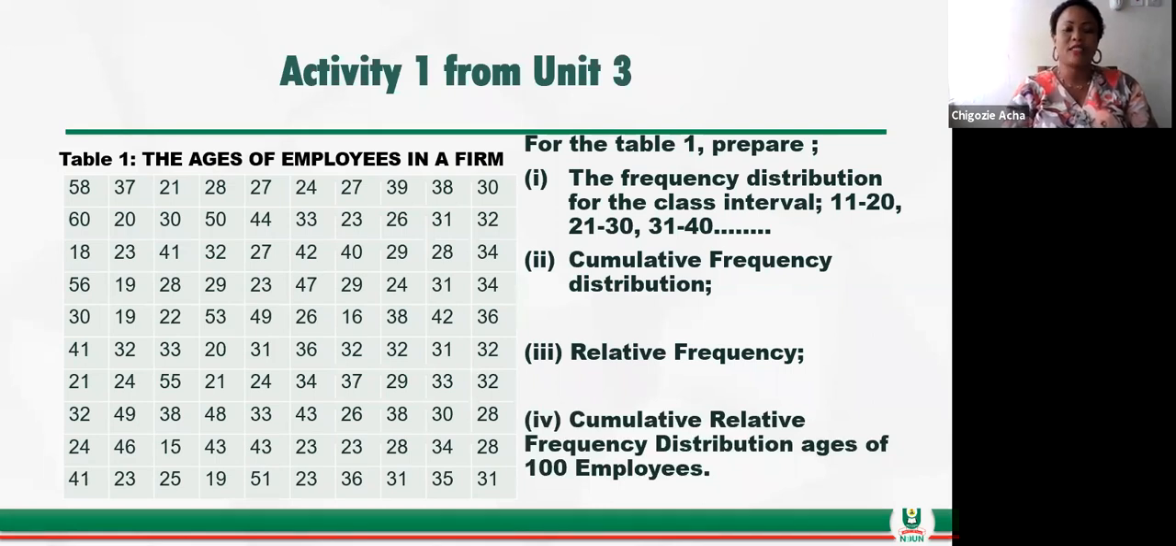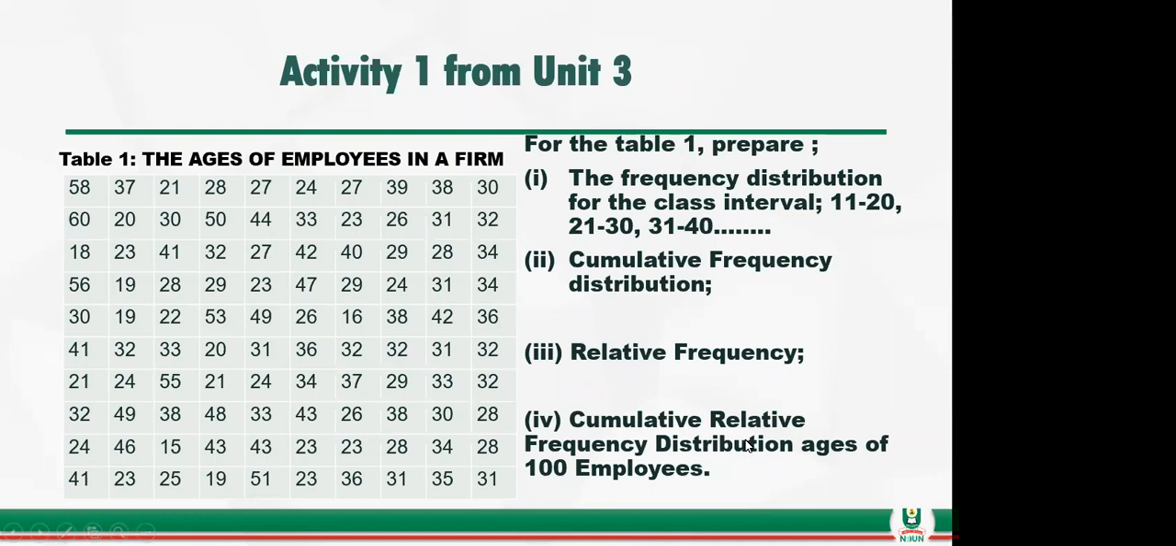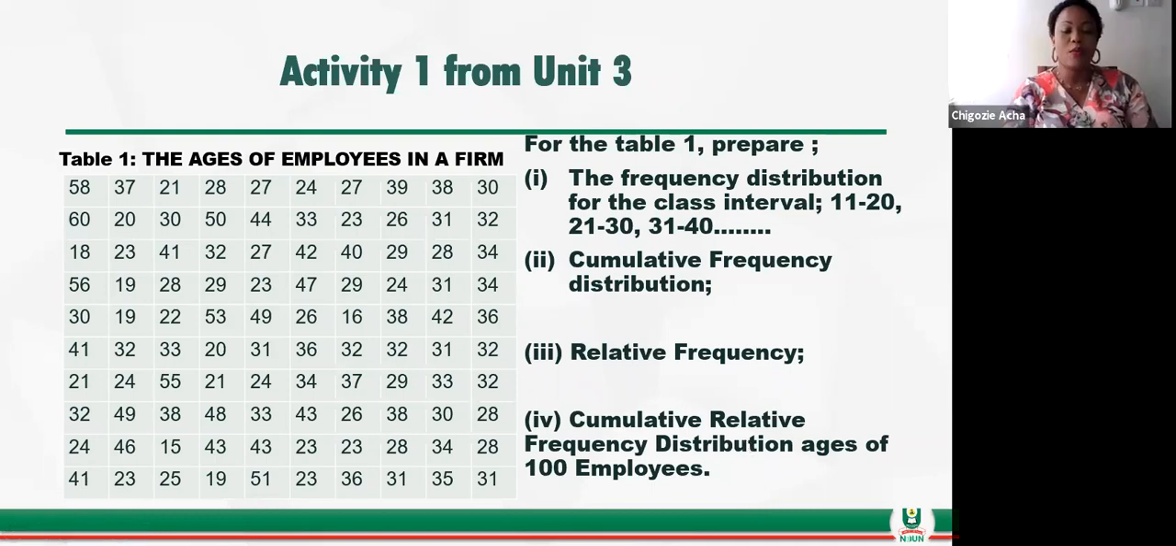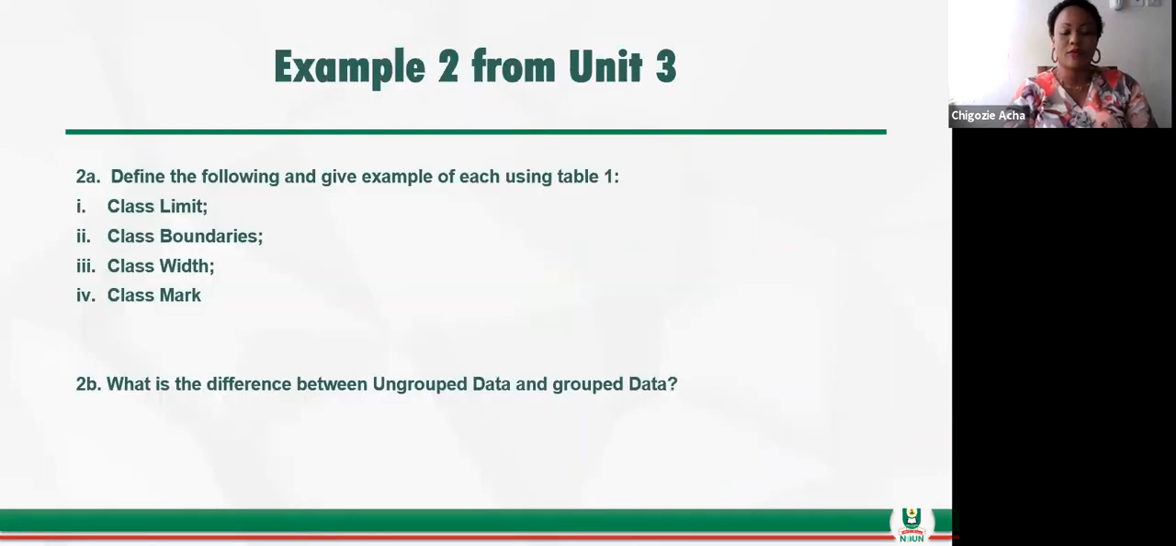Now, there is a particular thing you need to note about the cumulative relative frequency. At the end of the calculation of that particular column, everything must sum up to 1. I'm talking about IV, this one, cumulative relative frequency distribution. It must sum up to 1. If it's not equal to 1, you know there is a mistake somewhere. You go back to the table and check. You have simple ways of calculating that.